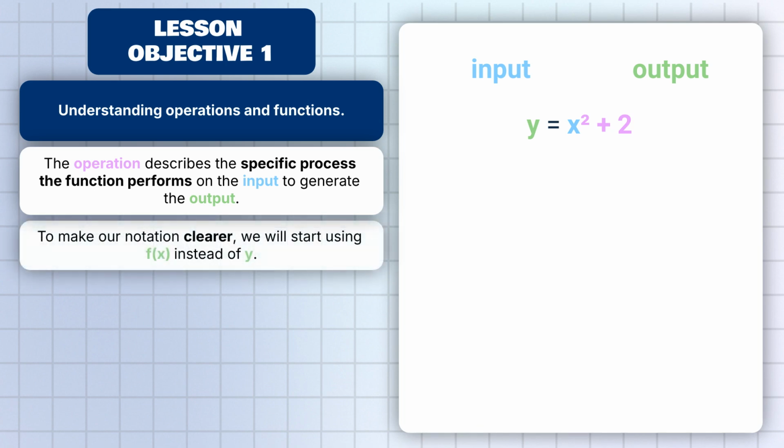To make our notation clearer, we will start using f(x) instead of y. So f(x) = x² + 2 emphasizes that x is our input.